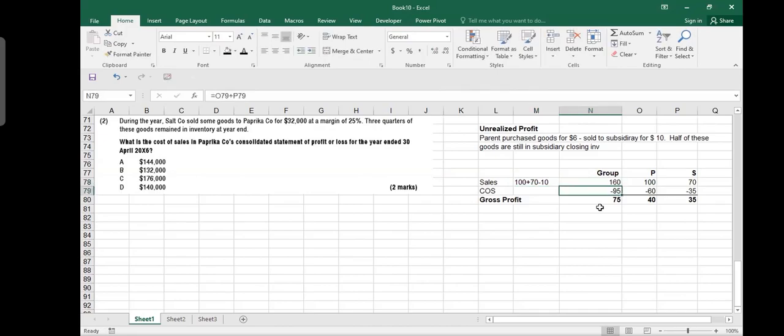Always remember, the group revenue is the revenue which has been made to the outside parties. $10 was made to the inside parties. Just remove that. You cannot say that my sales are 170. The revenue, the turnover for the group, is the revenue to the external parties. Then you come to the cost of sales.